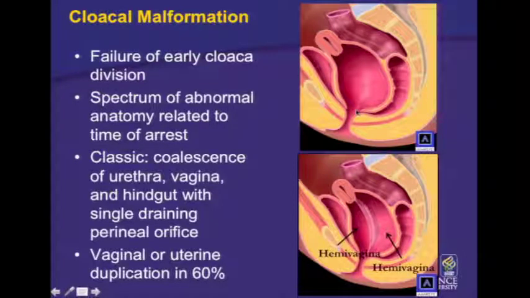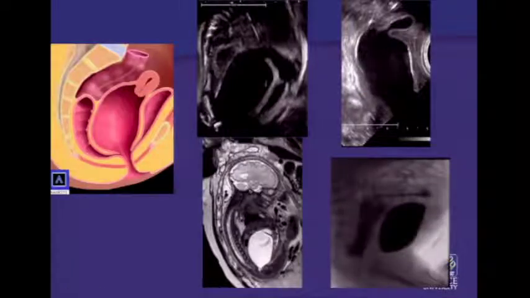And to make things even more complicated, 60% of the time there will be duplication of the vagina and possibly duplication of the uterus. So this midline fluid-filled structure can look quite odd. So lining up the imaging, again, in our case, because cloaca is often misdiagnosed as a dilated cyst or a dilated bladder, it's worth taking another few minutes to look at the anatomy here.